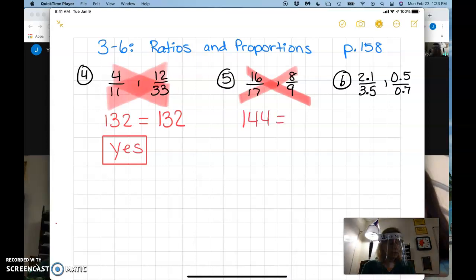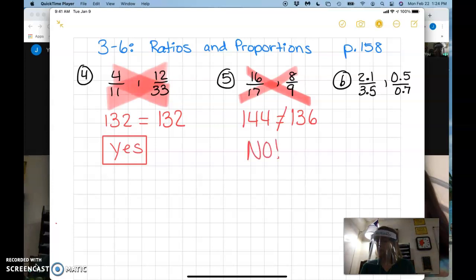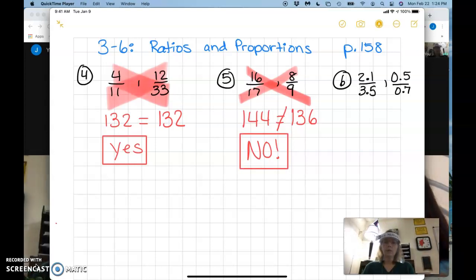Okay, and then what is 8 times 17? I got 136. So, does 144 equal 136? No. Is this a proportion? No. If the numbers don't equal each other, it is not a proportion.